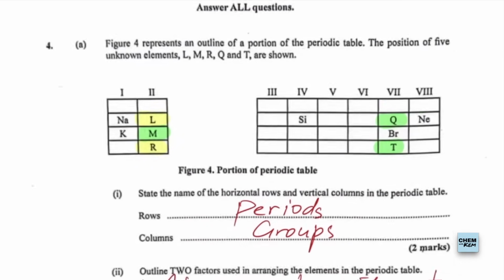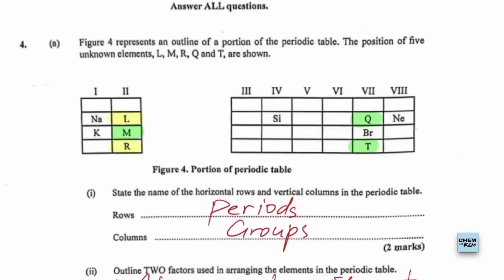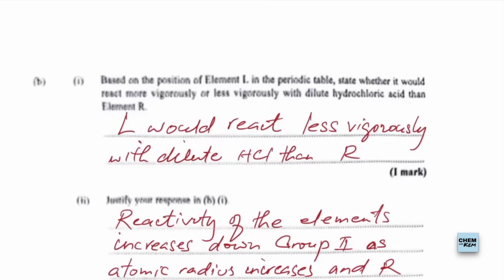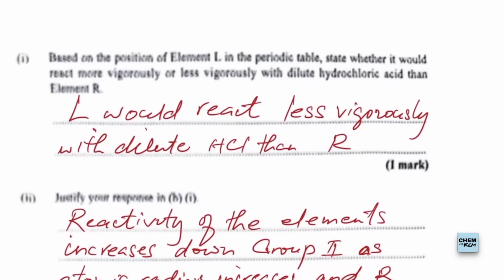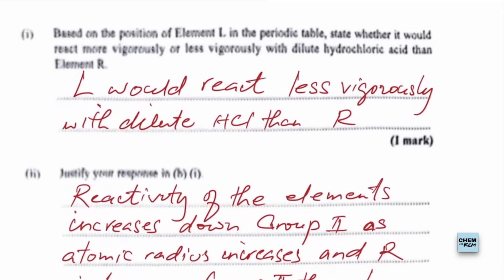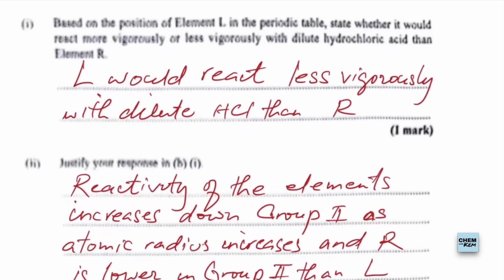So it's easier for R to react. R would react more vigorously. So how do we say that? We tell them L would react less vigorously with dilute HCl than R, and the reason: reactivity of the elements increases down group 2 as atomic radius increases, and R is lower in group 2 than L.